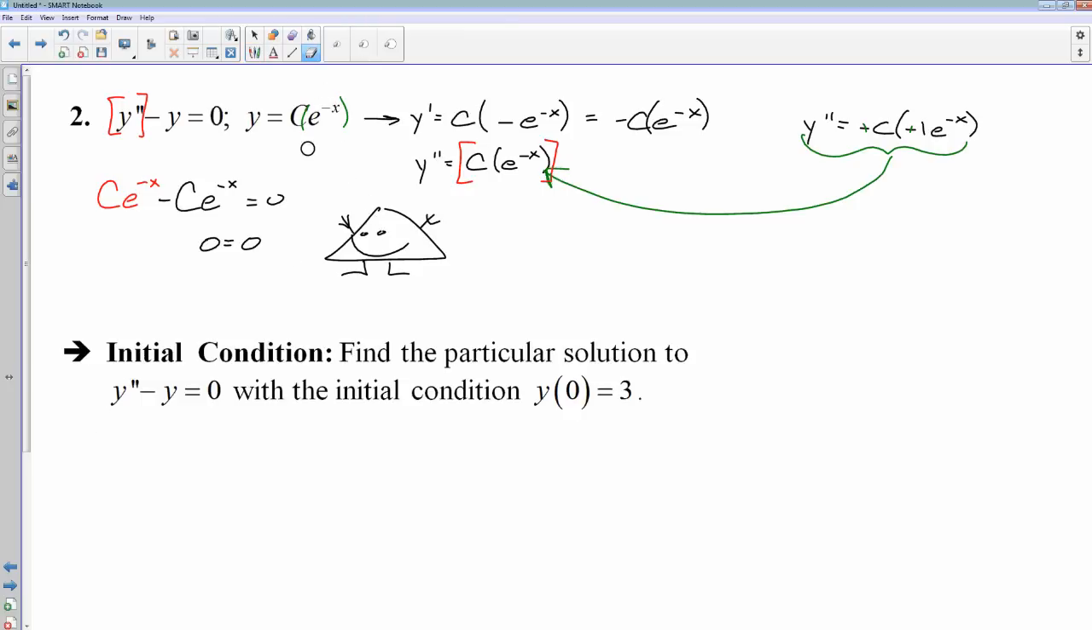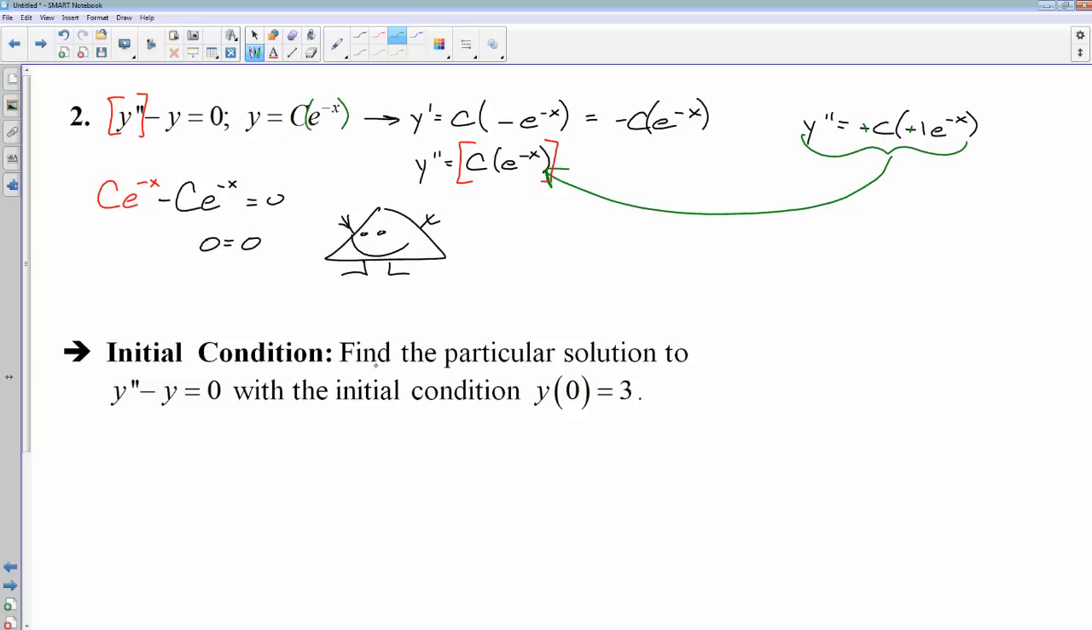And notice in this one up here, it was generic. Some books and some teachers will refer to this as a family of solutions, where your family could be any number in front of the e to the negative x. So one member of the family could be 4e to the negative x. Another could be 3e to the negative x. Another could be 12e to the negative x.